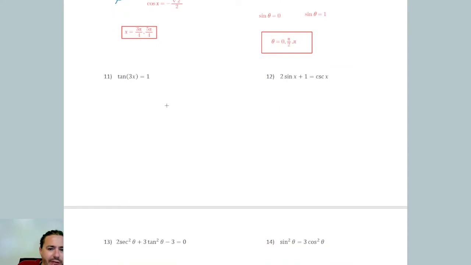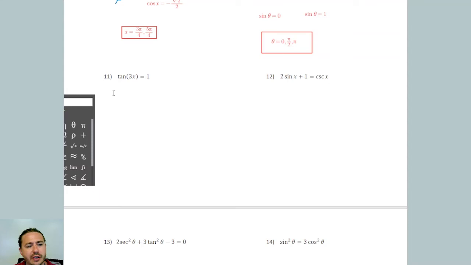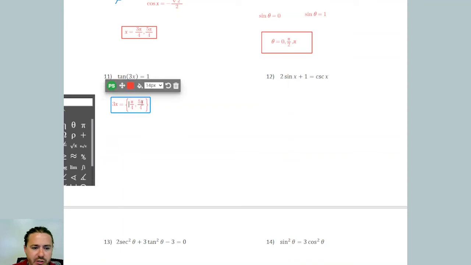All right, number 11. We've got this multiple angle here, so we're going to actually find our angle measures first and then divide by 3x. So I've got 3x equals, the places where tangent equals 1 is going to be at pi over 4 and 5 pi over 4. I got to be careful with my solutions here. In fact, I know I'm only supposed to give between 0 and 2 pi, but it might be helpful if we write out all of them first, okay?